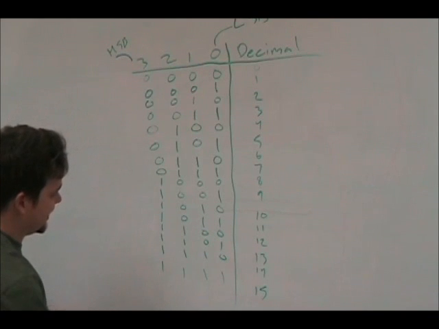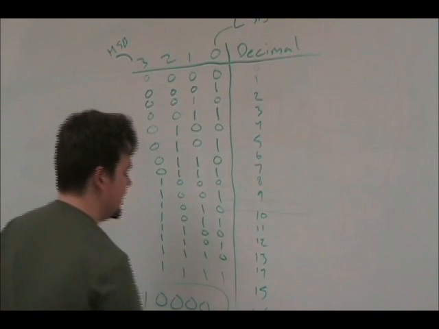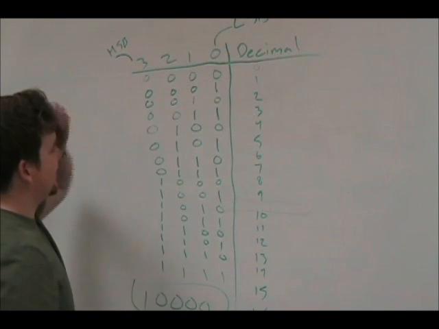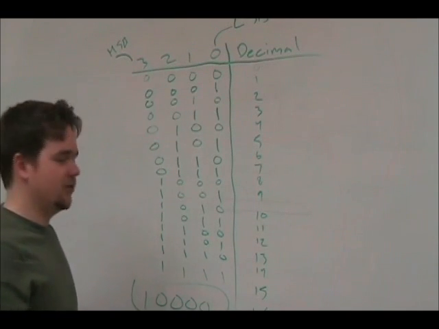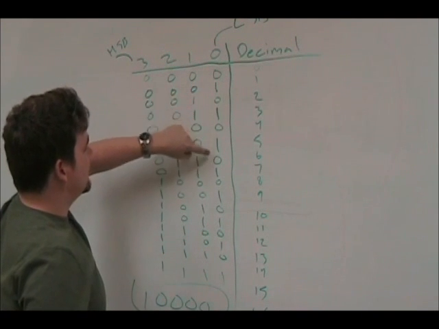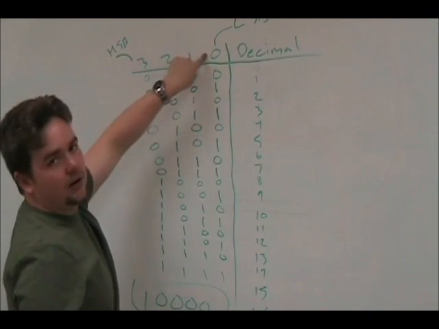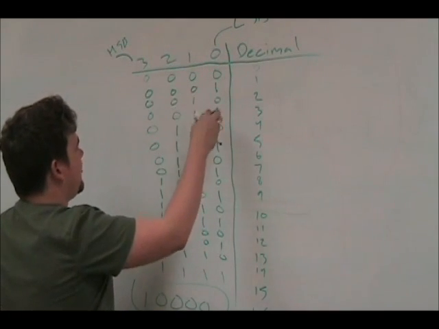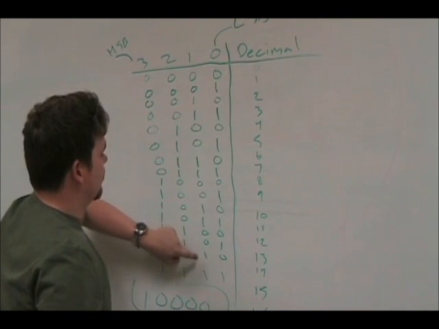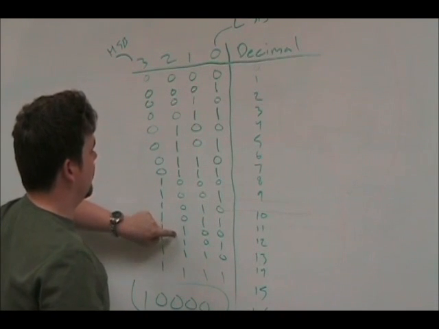So if we wanted to go on to 16, it would be 1, 0, 0, 0, 0 equals 16. And then we'd keep going on that table. Now that's a pretty good way of looking at it. But look at it this way: if we want to draw out all these numbers in binary, we can do it this way. For the first bit, 0, 1, 0, 1, 0, 1, and so on. For the second, 0, 0, 1, 1, 0, 0, 1, 1. For the third, 0, 0, 0, 0, 1, 1, 1, 1, 0, 0, 0, 0, 1, 1, 1, 1.